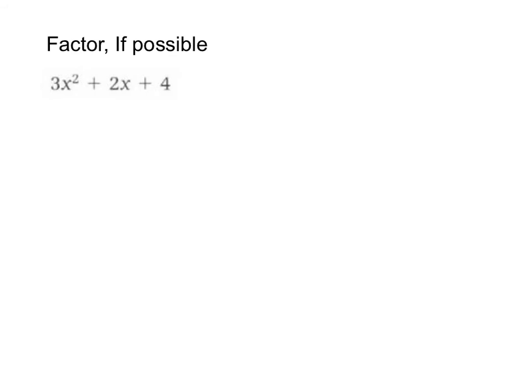Now, taking it just a little bit further, sometimes you get factor if possible. I'm just going to keep going with decomposition, but you could do this with the AC chart as well. You're just trying to see if you can find, first of all, a common factor, which there isn't one there, and then you're going to see if you can find 2 numbers that multiply to 12 and add to 2.